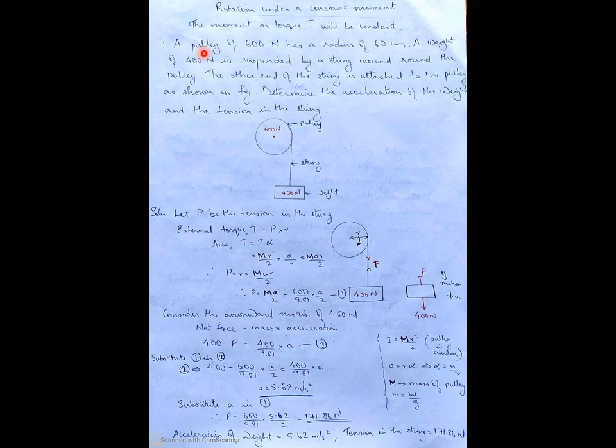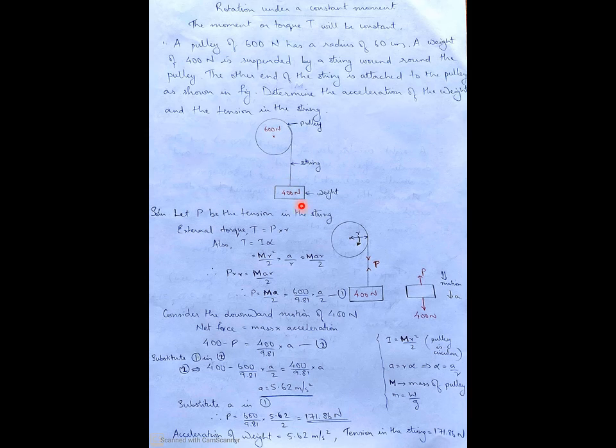The first problem is: a pulley of 600 Newton has a radius of 60 centimeter. A weight of 400 Newton is suspended by a string wound around the pulley. The other end of the string is attached to the pulley as shown in figure. Determine the acceleration of the weight and the tension in the string. So the figure is given in the question itself.